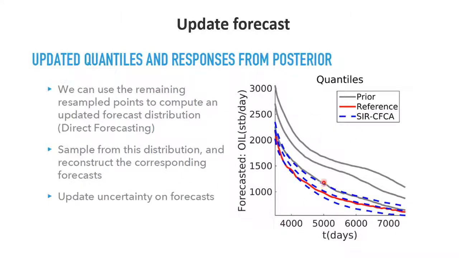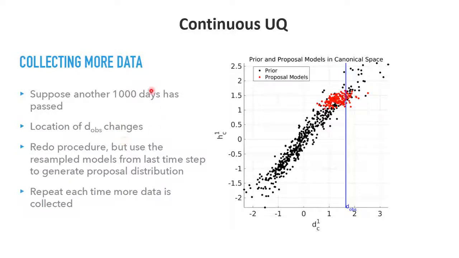And when we get more information, we can just repeat this step. That means collecting more data, maybe again changing the location of D. We do the same step, create new updated uncertainty in our model parameters, sample from those, reweight them, and resample them, and we get an update again of our posterior distribution.